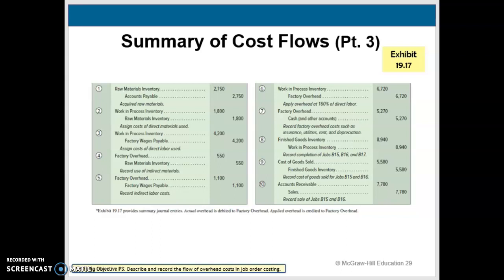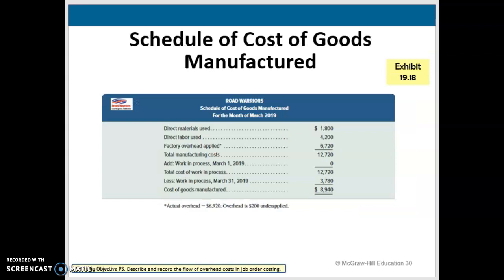All right, looking at our schedule of cost of goods manufactured, we end the Road Warriors example with that schedule. The schedule is kind of like the one we've seen in the previous chapter, with one key difference. We see total manufacturing costs, and it includes overhead applied rather than actual overhead costs. So in this example, actual overhead costs were $6,920, while applied overhead was $6,720. We'll look at how to account for the difference in the next slide.